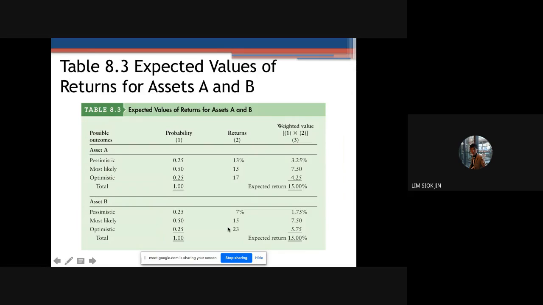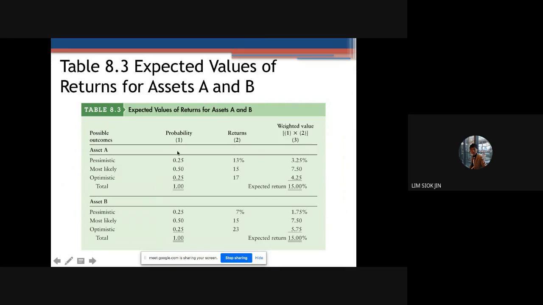So let's say during MCO, you do a food delivery business. You cook and you deliver. So for your business, there is 25%. If you look at just asset A, I'm giving you a real life example so you can relate and understand better. All right. So asset A means your food delivery business.